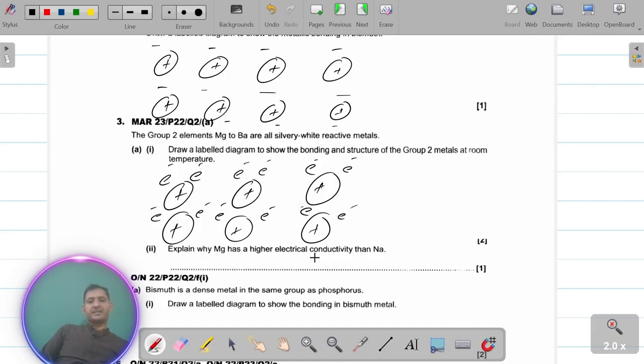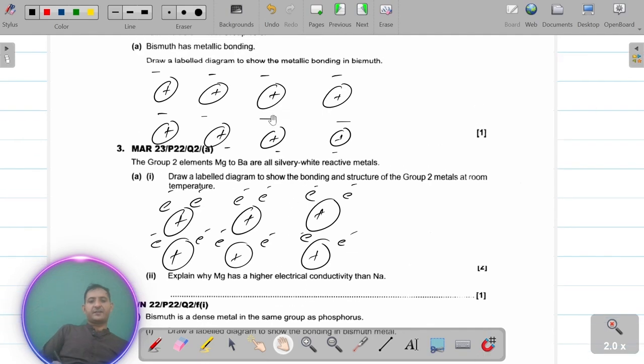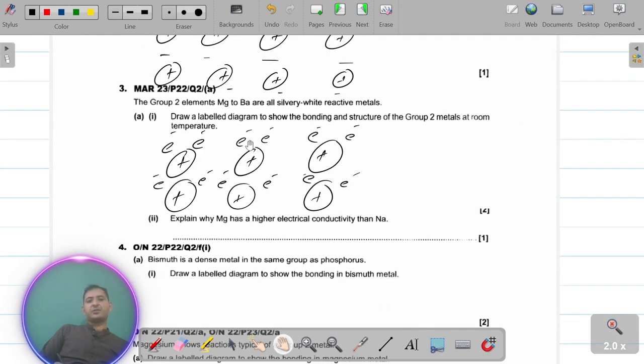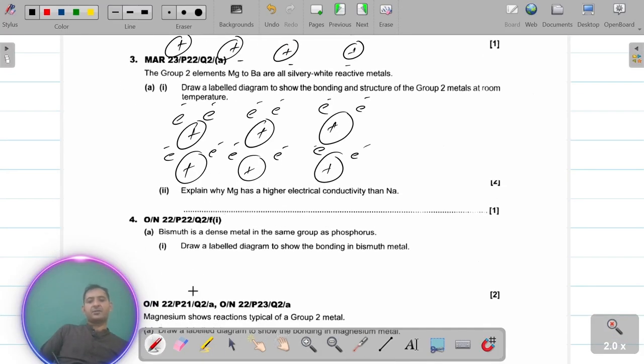Why does magnesium have higher electrical conductivity than sodium? We can notice in sodium, for example, there is 1 electron per atom, but group 2 means there are 2 electrons in the valence shell per atom. Okay, magnesium has more electrons than sodium. Okay, it has 1 electron per atom, it has 2 electrons per atom.